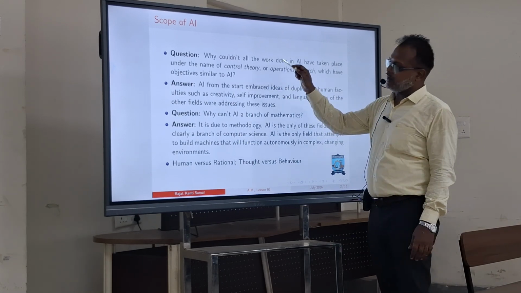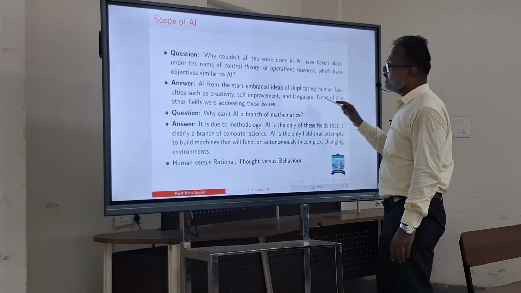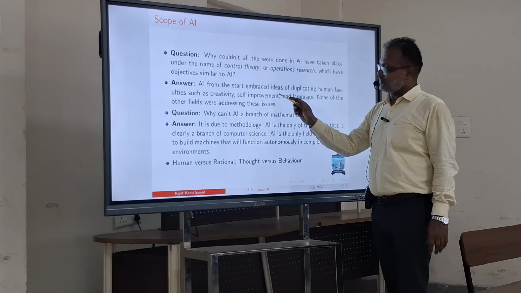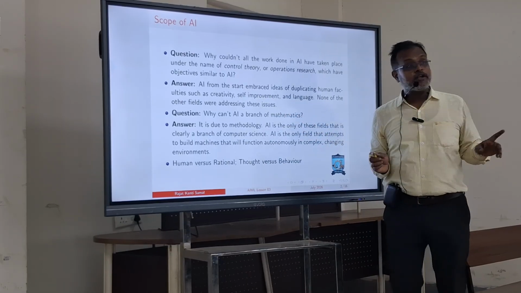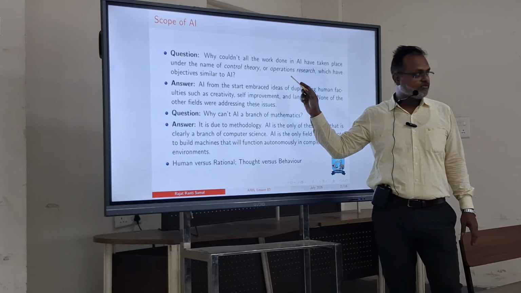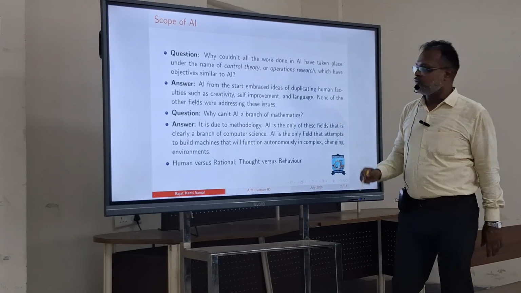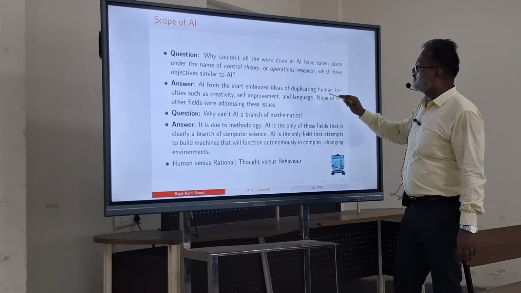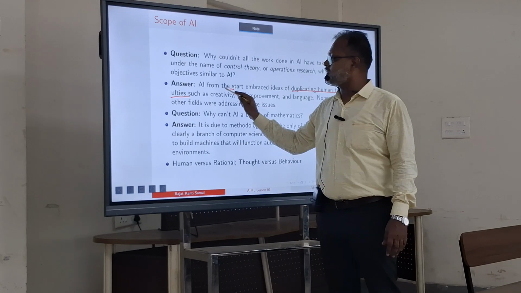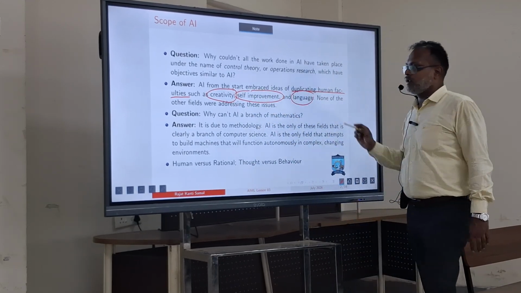Why is it different from them? Because AI from the start embraced ideas of duplicating human faculties such as creativity, self-improvement, and language, which is not in control theory nor in OR, operation research. Okay. None of the other fields are addressing these issues. So we are actually addressing duplicating human faculties such as creativity, self-improvement, and language.